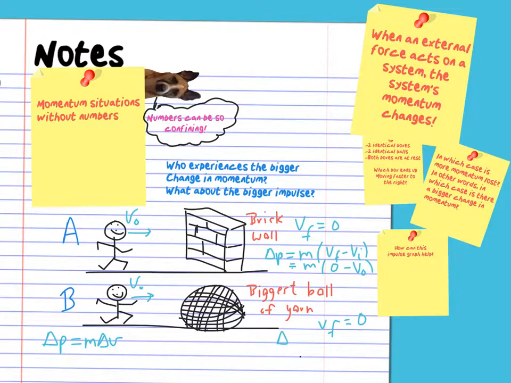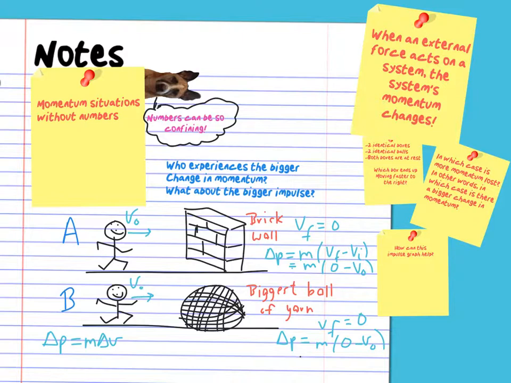The change in momentum for the person hitting the biggest ball of yarn ever is going to be, well, the final velocity is 0 minus the initial velocity, which is the same. Wait a minute. They both experience the same change in momentum. Well, what about the impulse then? Oh, wait a minute. The impulse is equal to the change in momentum. So if both experience the same change in momentum, then both experience the same impulse.